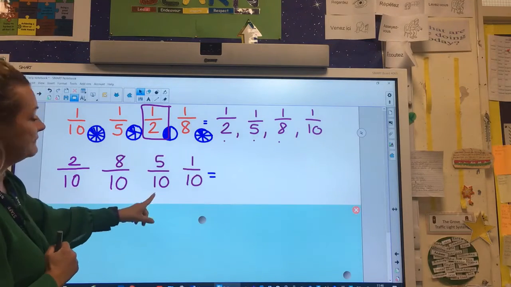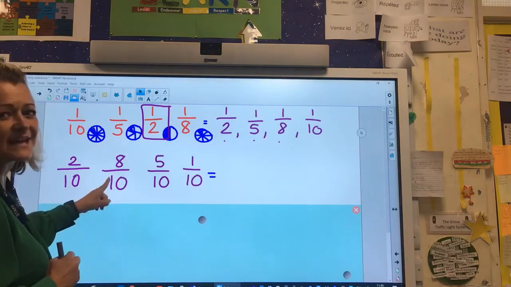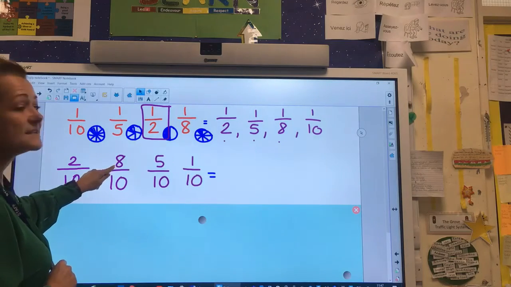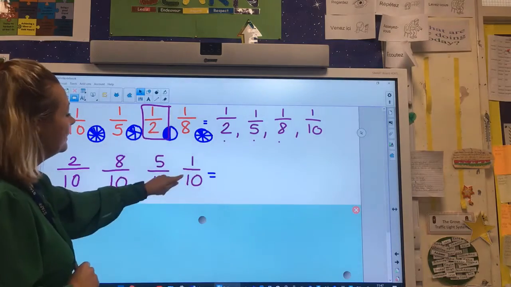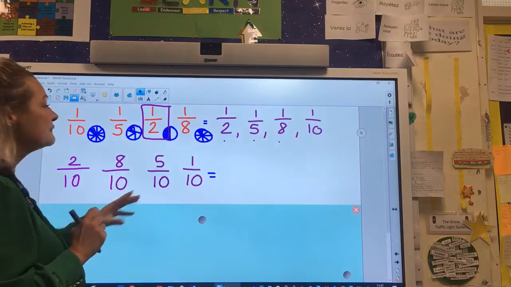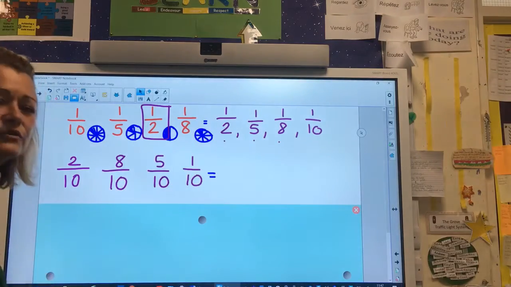Here I've got 5 out of the 10. Not bad, not a bad effort. Not as many as 8 though. 5 of those tenths is not as many as 8 of those tenths. And here we've only got 1 of those tenths. So that's going to be the little bit, isn't it? So if I want to find the biggest fraction in my list of fractions here, which one am I going for?